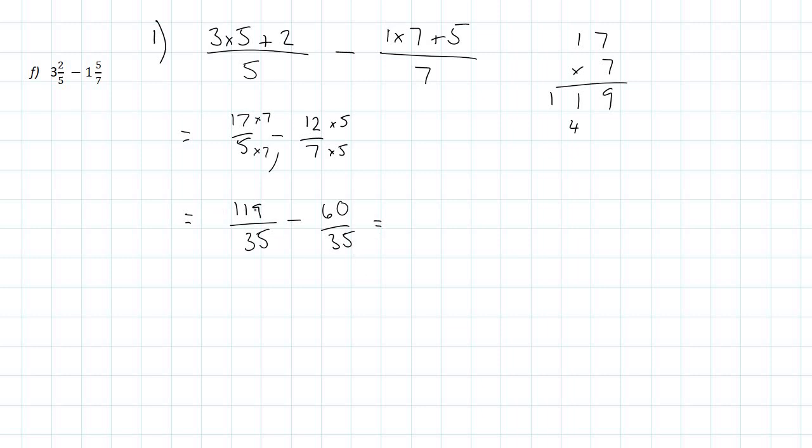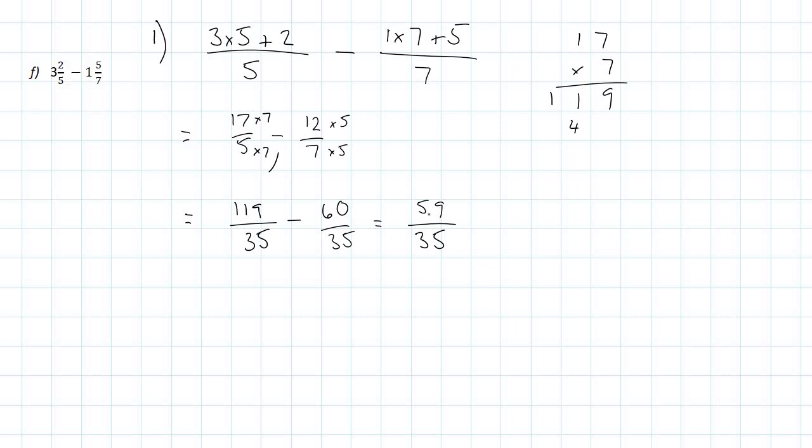Okay, 119 take away 60. Well, that 119 is very close to 120. 120 take away 60, that's me back to 60. But I'm 1 short, so I'm down at 59 out of 35. And again, that's top heavy.